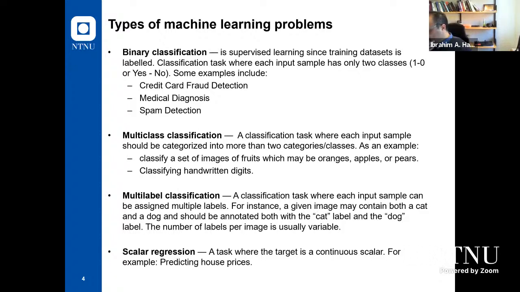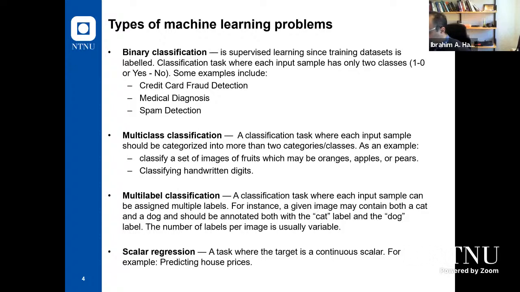Multi-class classification is a classification task where each input sample should be categorized into more than 2 categories. It's like the iris dataset, where we have 3 classes. I have a flower, and I need to decide: is it Setosa, is it Virginica, or is it Versicolor? So we have 3 classes. Now it's multi-class classification, because each example can be assigned to one of those 3 classes. It's not binary, but more than 2.